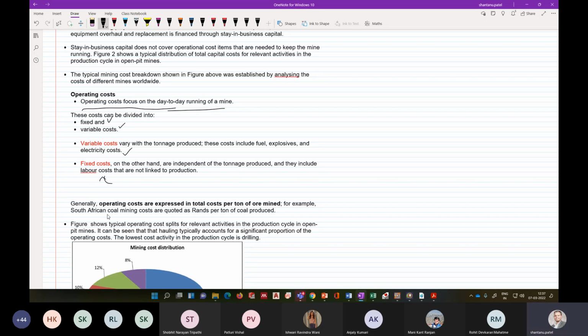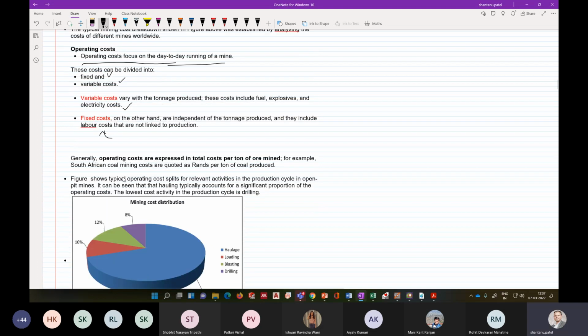Okay. So generally, operating costs are expressed as total cost per ton of ore mined. For example, South African coal mining costs are quoted as rands per ton of coal produced.